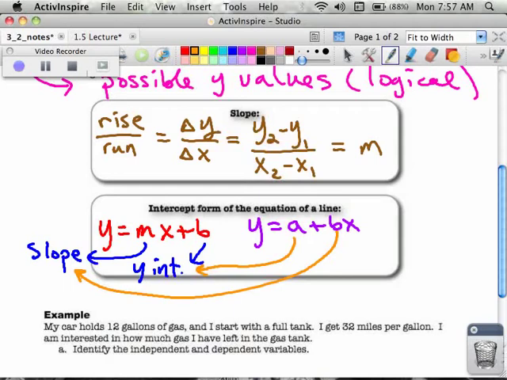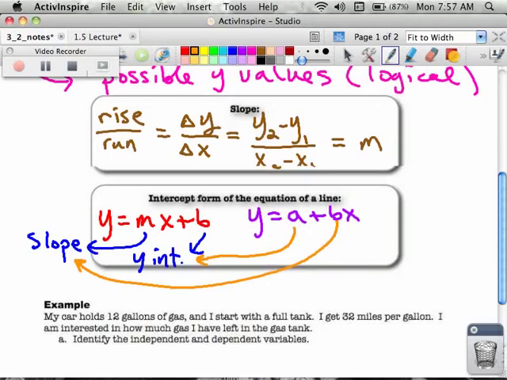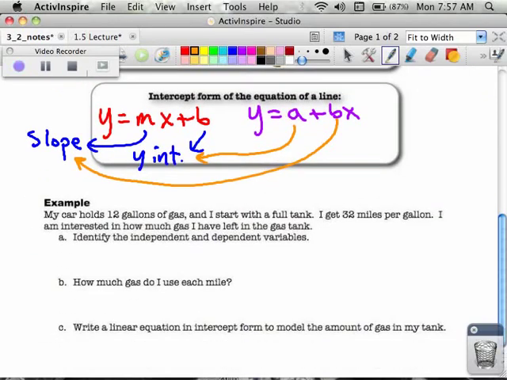What happens if you don't see anything in front of the x and you just see something like y equals 3 plus x? What's the slope? 1. They don't write the 1 there. They assume that you know it. So don't forget that if you don't see a number in front of the x, they're talking about 1. Questions on slope-intercept form? These are the equations that you often see for slope-intercept form.